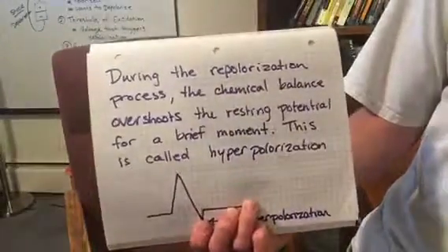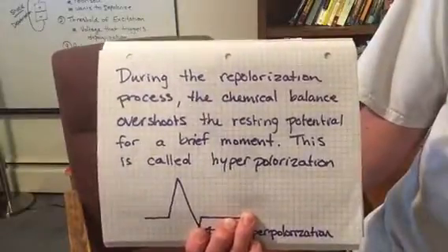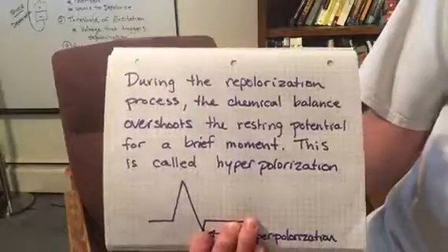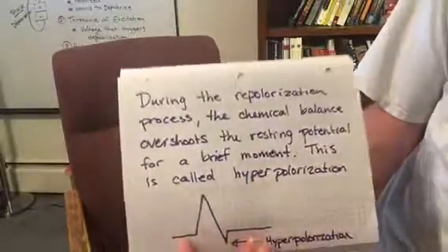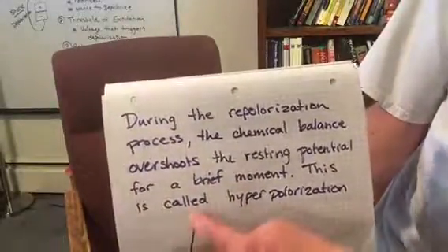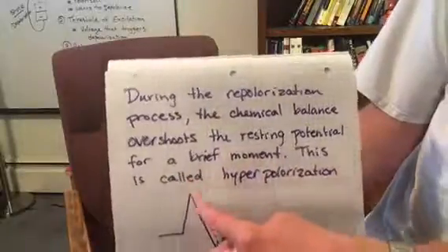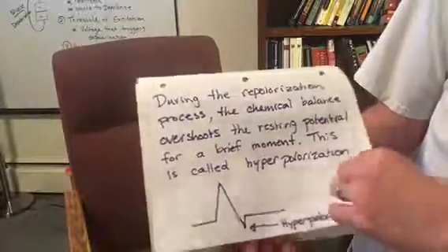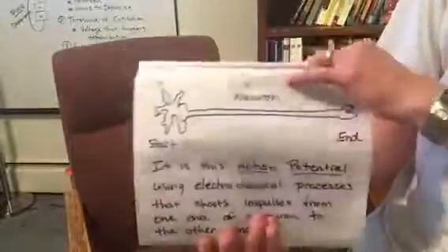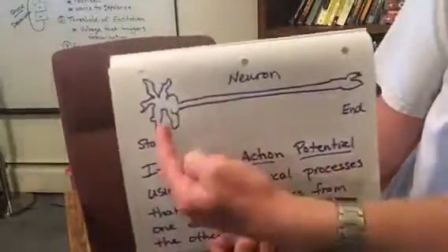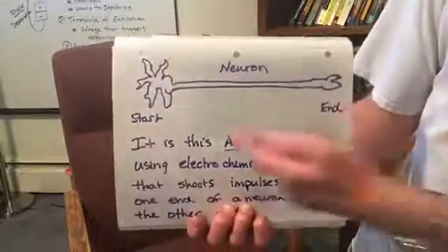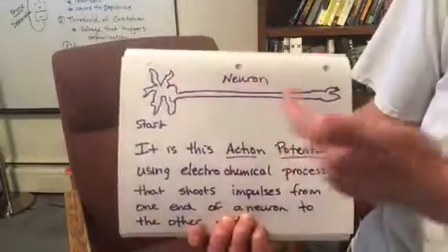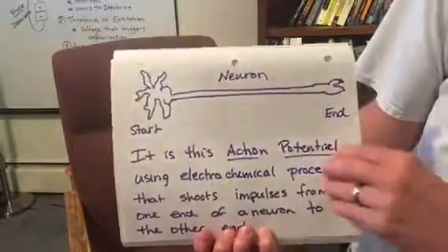During the repolarization process, the chemical balance sometimes overshoots the resting potential for a brief moment, and this is called hyperpolarization. So we see we're at the resting, we have the depolarization, it comes up and it repolarizes and it hyperpolarizes. And so when we look at the neuron and we look at where it starts and then it ends, this is the action potential, where the electrochemical process shoots an impulse from one side of the neuron to the other.